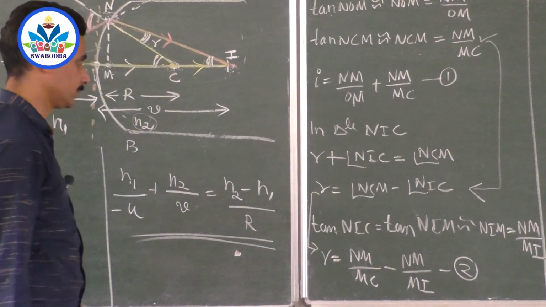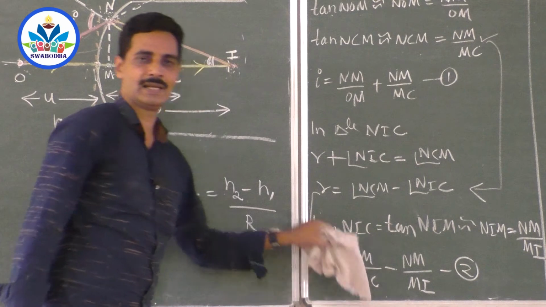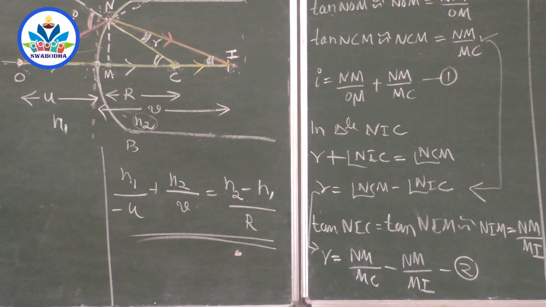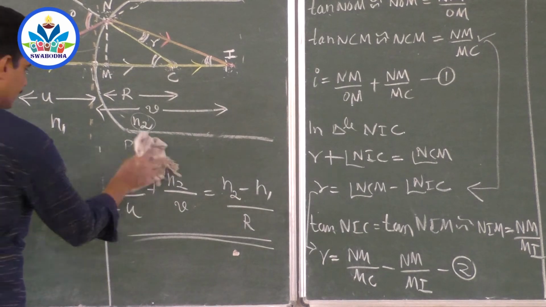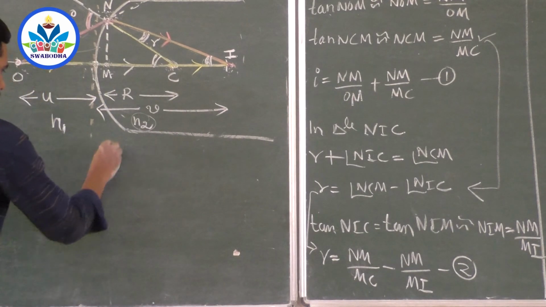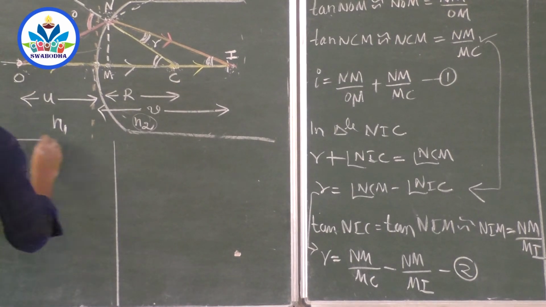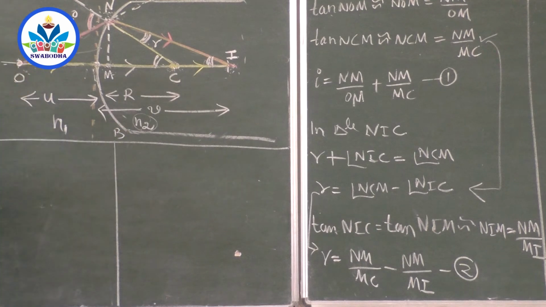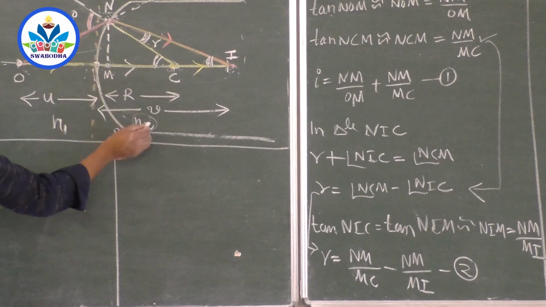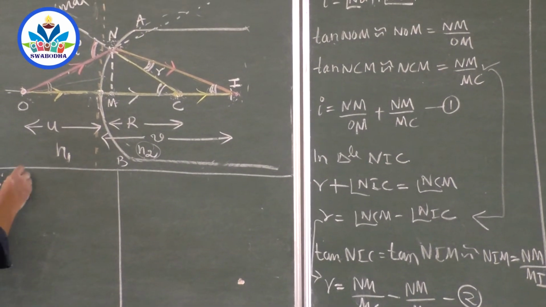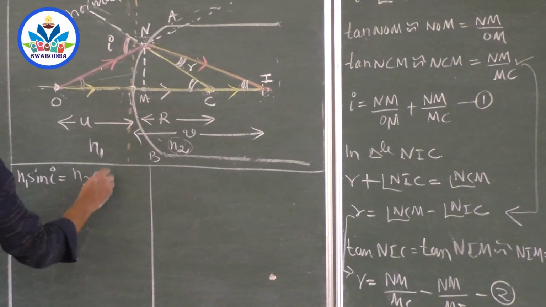Now it is your job to put them in n1 sin i is equal to n2 sin r. Then you will get all these relations. So shall we proceed? I will rub this now for the time being. That's not needed for me. Now I will apply the general law of refraction, or Snell's law: n1 sin i is equal to n2 sin r.